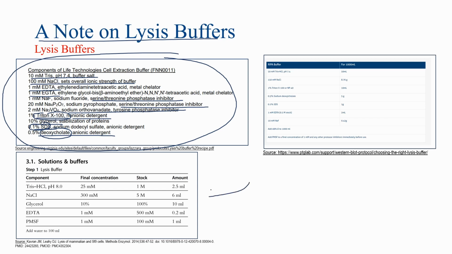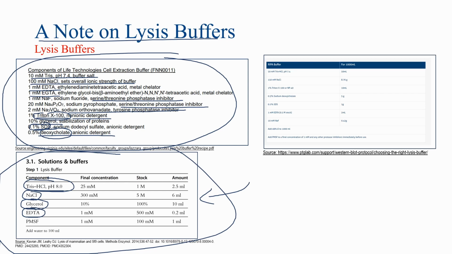Here you can see another cell lysis buffer. You can see a buffer here within the cell lysis buffer components to maintain the pH. You have the Tris HCl buffer. You also have some ions to maintain ionic strength. You have the glycerol to stabilize proteins. You have the chelating agent, which also acts as a protease inhibitor. And you also have PMSF here, which also acts as a protease inhibitor.